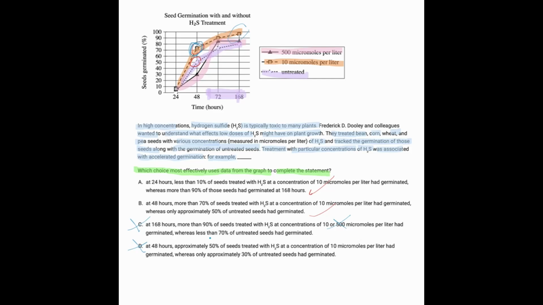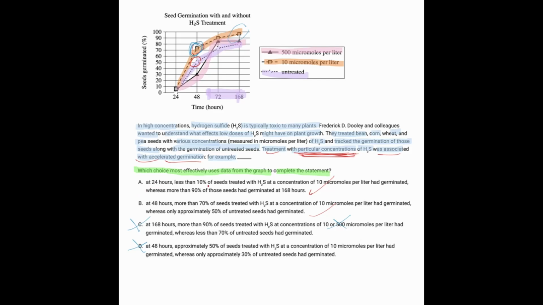Now, picking between A and B, let's just take another look at the statement they gave us to make sure that we're picking an answer that matches closely. So, treatment with particular concentrations was associated with accelerated germination. So it sounds to me like they want to hear about both. Because it says particular concentrations, not one single concentration. So between A and B, I think I'm leaning toward A. Let's read it one more time.